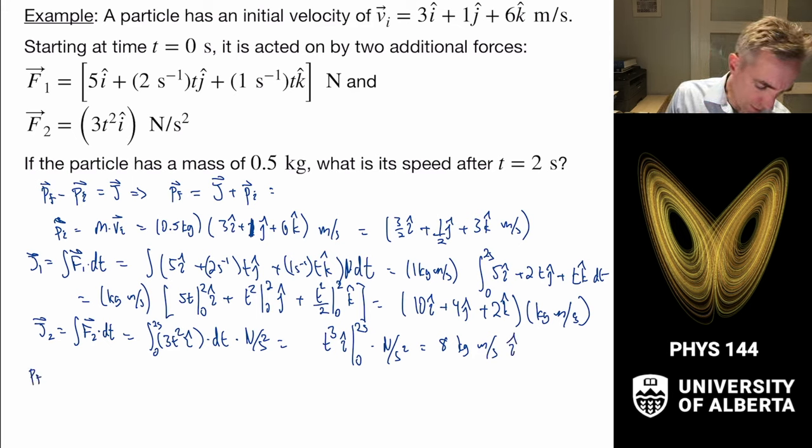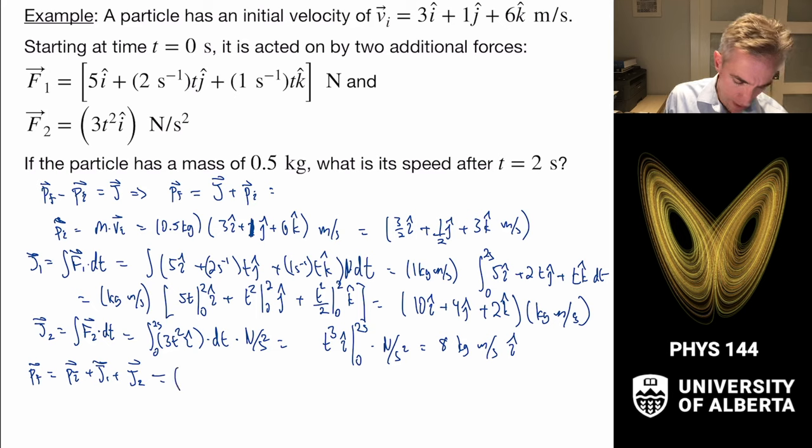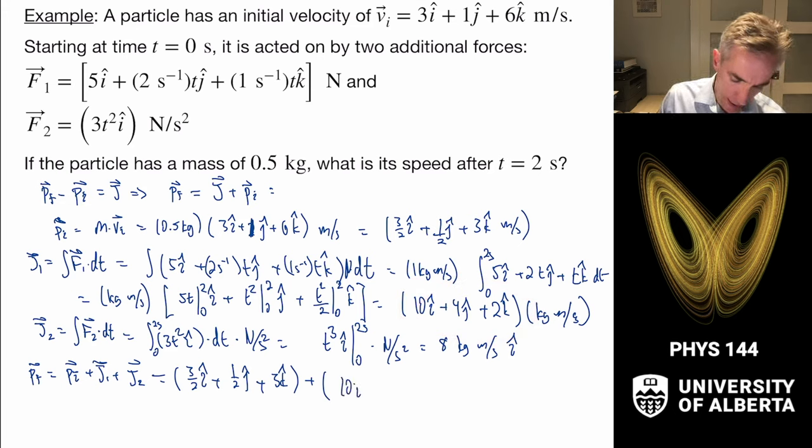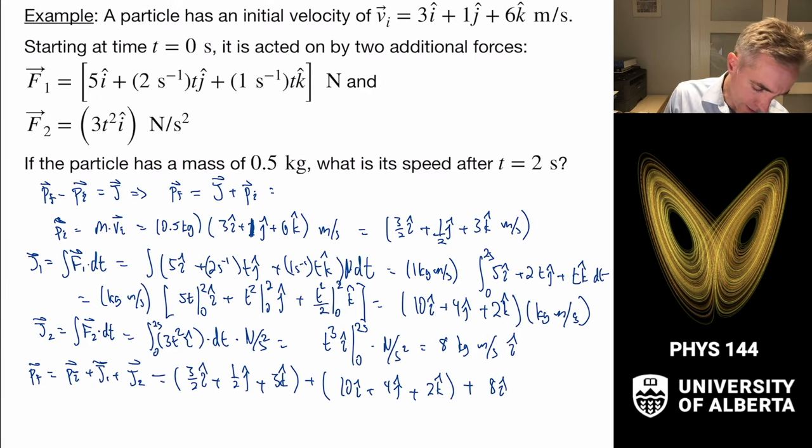Finally, we figure out the final momentum, p_f, and that is equal to the sum of the two impulses plus the initial momentum. So p_i plus J1 plus J2 gives us our final momentum. That's 3 halves i hat plus 1 half j hat plus 3 k hat, plus the impulse from force 1, which we calculated right there, 10 i hat plus 4 j hat plus 2 k hat, and then the impulse J2, which is 8 i hat. This has all momentum units, kilogram meters per second.